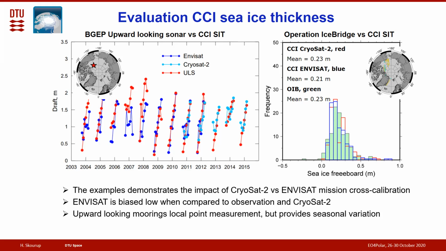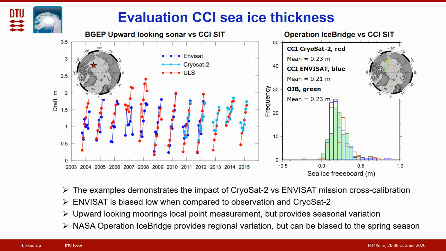Another point is that upward-looking moorings are only point measurements but provide seasonal variation, whereas NASA Operation IceBridge provides regional variation but can be biased as it is only collected in spring.